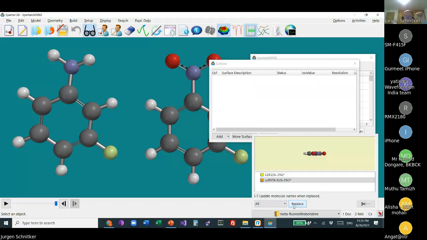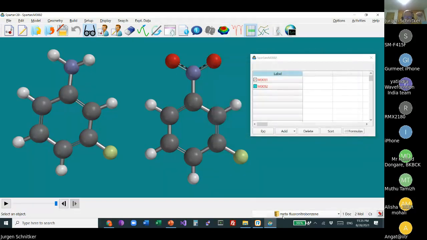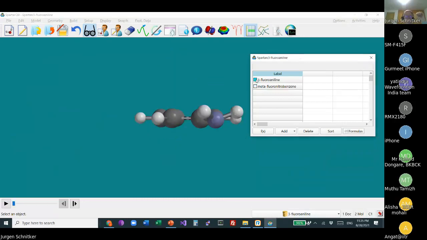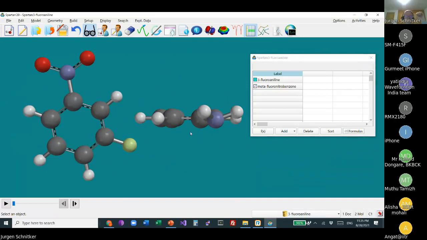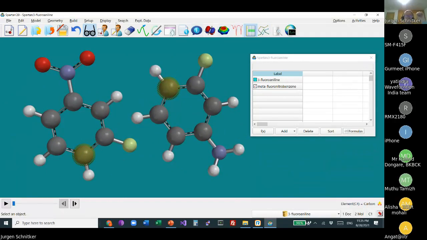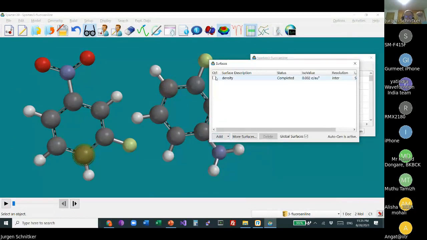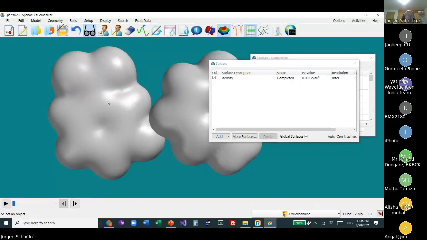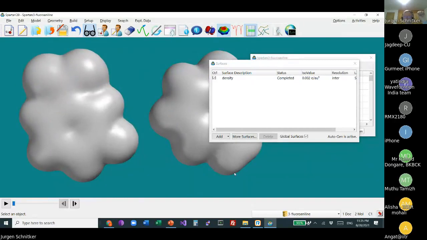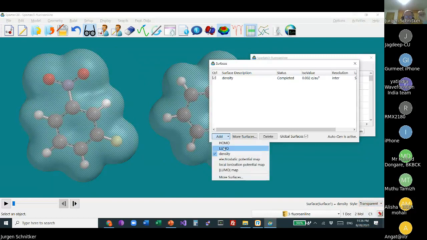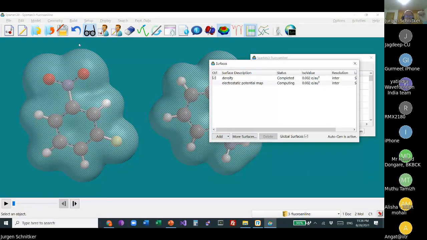Now I will replace it from the database. Both molecules will now be replaced from the database. And I can go to the surfaces dialog and show the density for both of them. Add the electrostatic potential map, which will superimpose on the density isosurface as a color value the electrostatic potential.